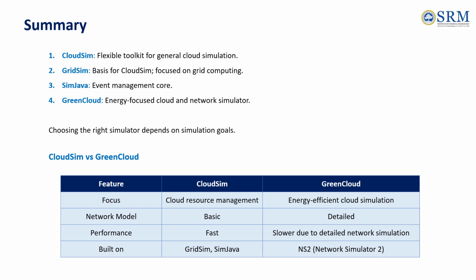This slide also compares CloudSim and Green Cloud. CloudSim mainly focuses on cloud resource management and provides faster simulation because its network model is simpler. Green Cloud focuses more on energy efficient cloud computing and detailed network simulation. Due to this detailed modeling, Green Cloud simulations are comparatively slower. Finally, the slide mentions that CloudSim is built on GridSim and SimJava, while Green Cloud is built using NS2, which is a network simulator. So overall, the choice of simulator depends on the specific goals of the cloud simulation environment.